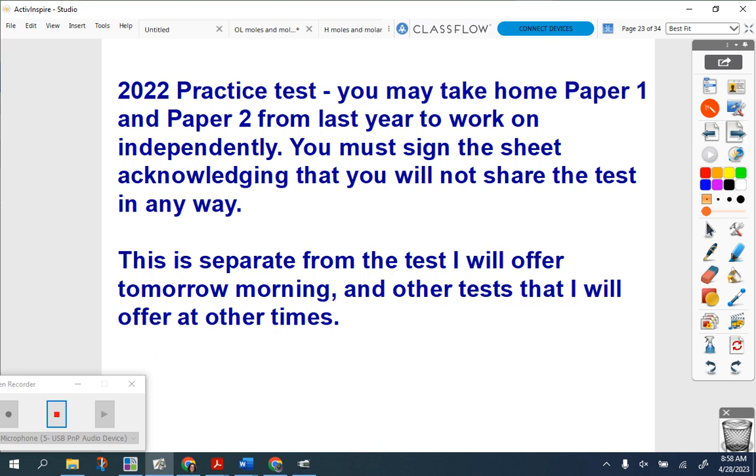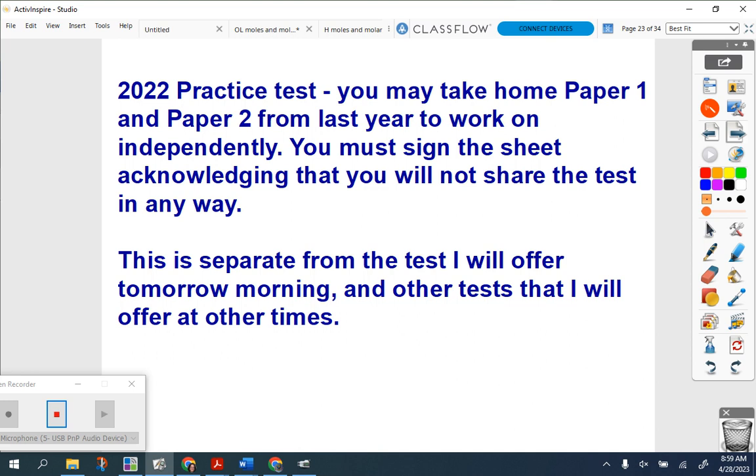This is a separate test from the one that I'm offering tomorrow morning here between 9 a.m. and 12:30. I will have a paper 3 available. We haven't covered the option material yet. We'll do that next week. So you may decide not to do the paper 3, which is fine. Or you may decide that you want to just look at it, which is fine too. It's kind of a choose your own adventure. Tell me what papers you want to do. If I have to have 10 different start and end times on the board, I'll do it.